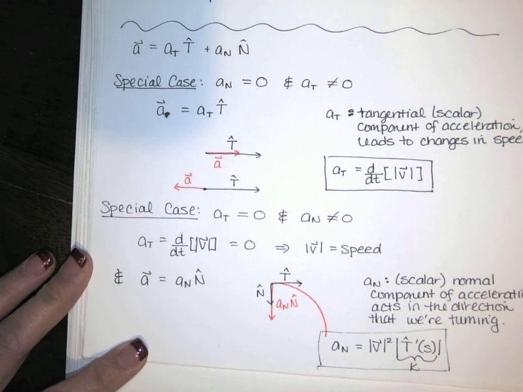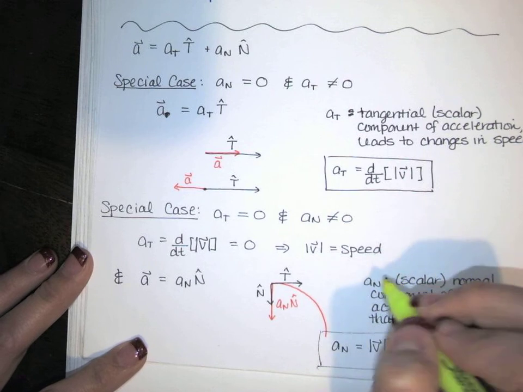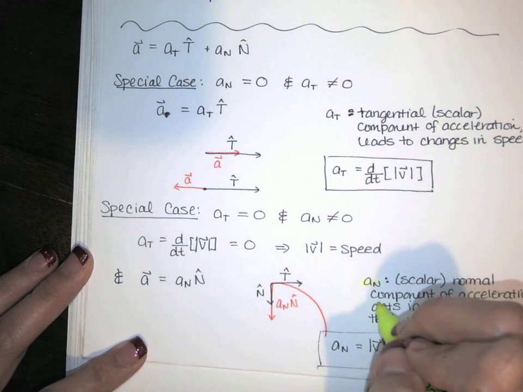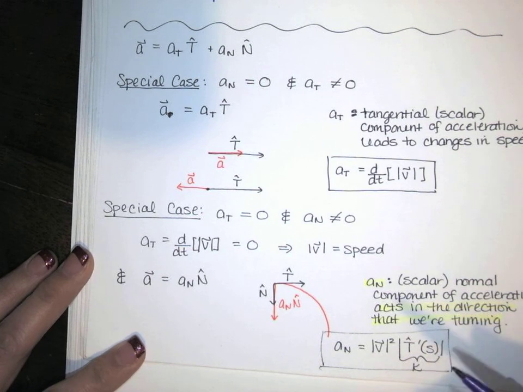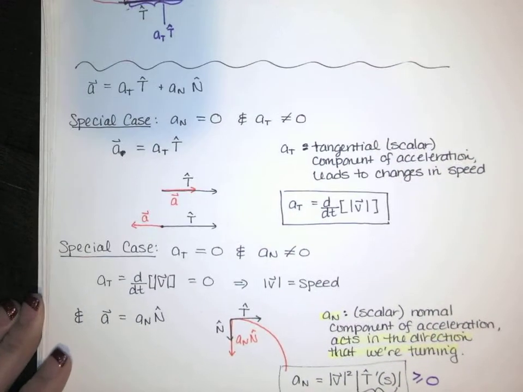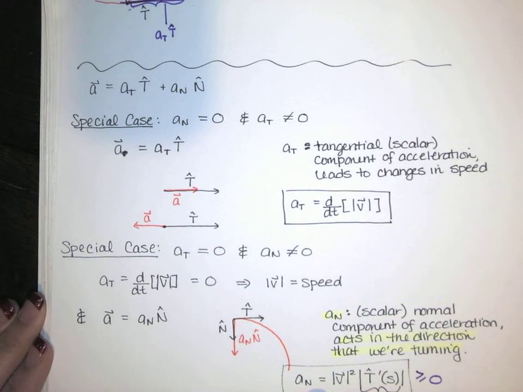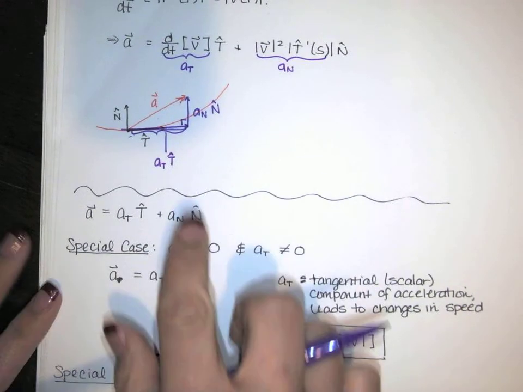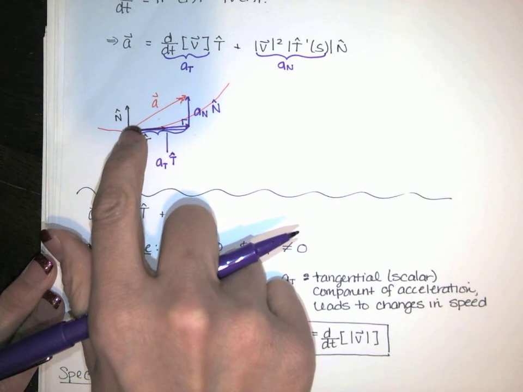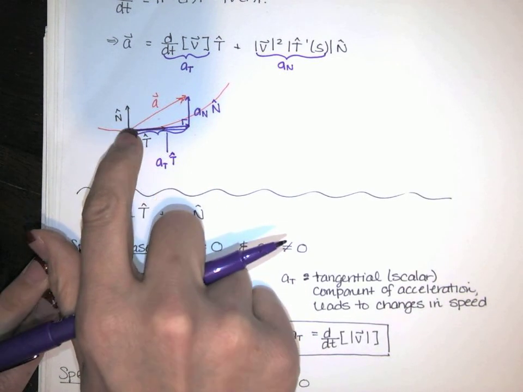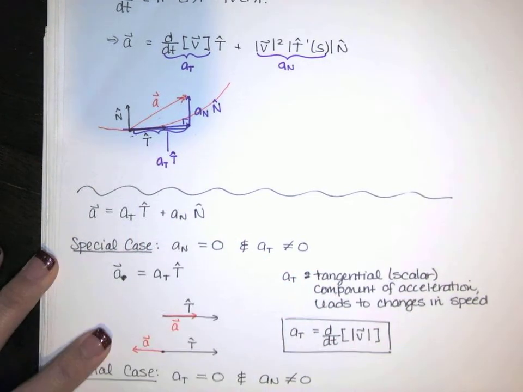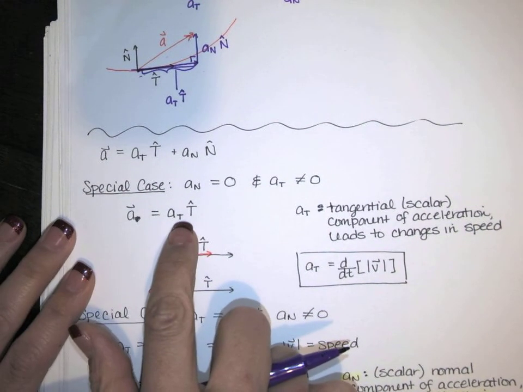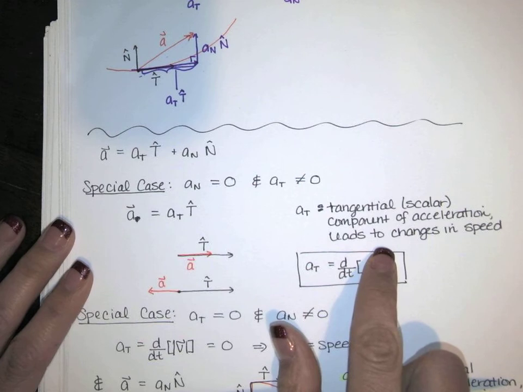So that's how we interpret those two guys. A sub n acts in the direction that we're turning, and notice from the formula that it is always greater than or equal to 0. So our acceleration always has a component in the direction of the unit normal, or none at all. It never acts in the opposite direction of the unit normal. And then this guy, a sub t times t hat, leads to changes in speed.